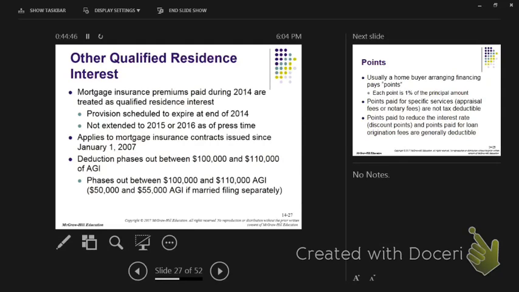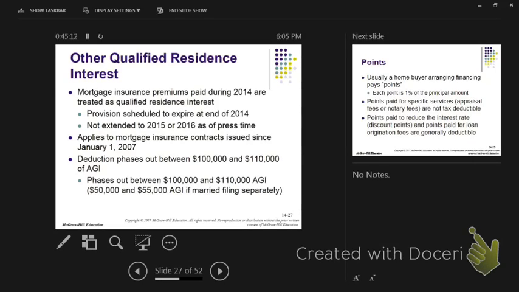But that one applies to contracts, and basically, if you don't know what PMI is, it's when you cannot put down 80% of the down of your mortgage. So when you're borrowing $100,000, you need to put down $80,000. I'm sorry, I did that backwards. If you're buying a house and it's $100,000, you need to put down 20%. You need to put down $20,000. So the mortgage is going to be $80,000.